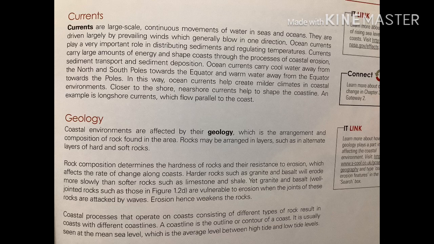The final factor, of course, is geology, which is the type of rock you find at the coastal area itself. Different types of rocks have different levels of resistance towards erosion. If you have very resistant rock, the coastal landscape will be able to hold its overall shape for a longer period of time. If you have less resistant or very weak rocks, then the landscape will be very dynamic and will change constantly.